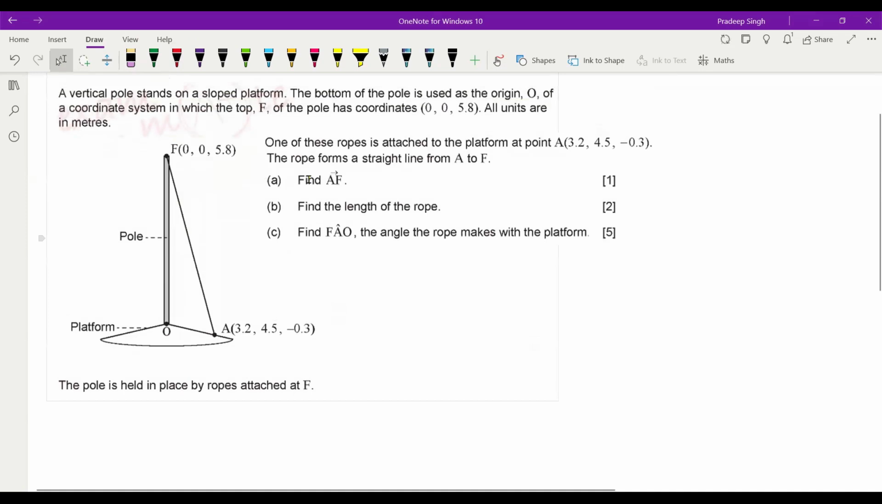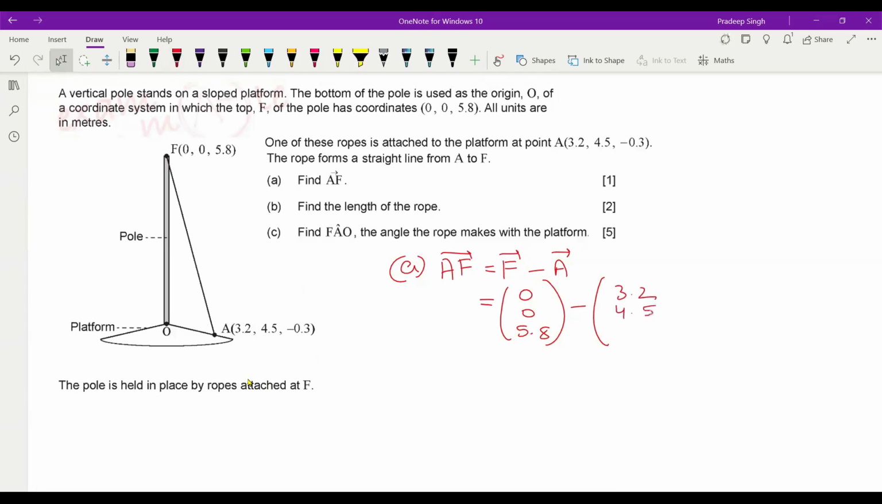Back to the question, part A, find AF vector. So let's figure that out. Since we have to find AF vector, we will do F minus A. Right? So F in this case is already given, 0, 0, 5.8. So let's write that in the column notation. Minus A vector, which is also given coordinate wise. So let's represent that in the column vector notation. So this is this. And that's it.